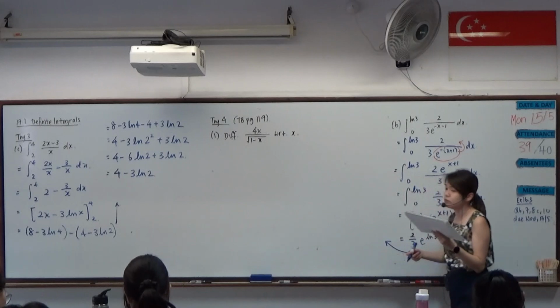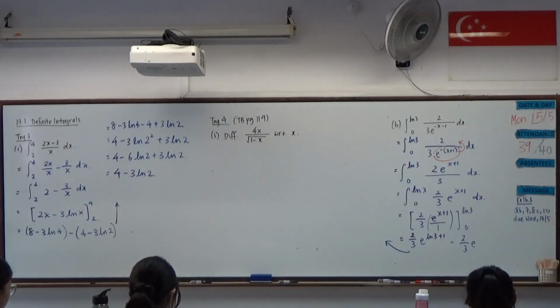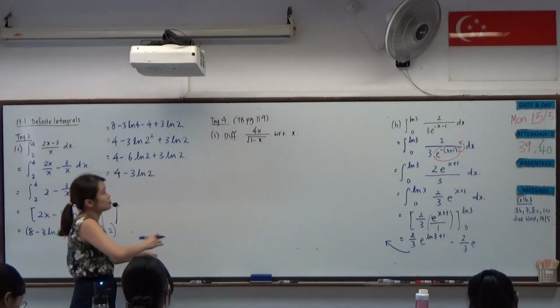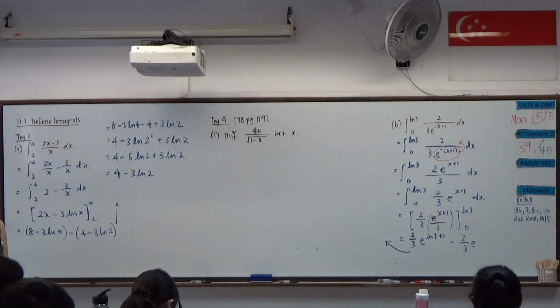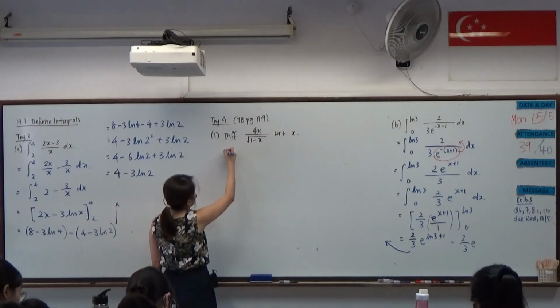in part I we want to differentiate 4x over square root 1 minus x with respect to x. It's really very beneficial if you know how to apply your quotient rule, because I know that some of you are still very contented with doing product rule. While that may work, sometimes it is more challenging using product rule and then having to simplify. So I will stick with using our quotient rule.